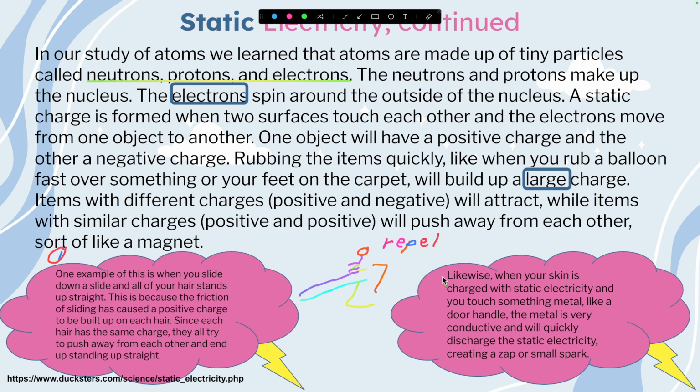And since the hair is the same charge, they all try to push away from each other and end up standing up straight. Another example is when your skin is charged with static electricity and you touch something metal, like a door handle. The metal is very conductive and will quickly discharge the static electricity, creating a zap or small spark.